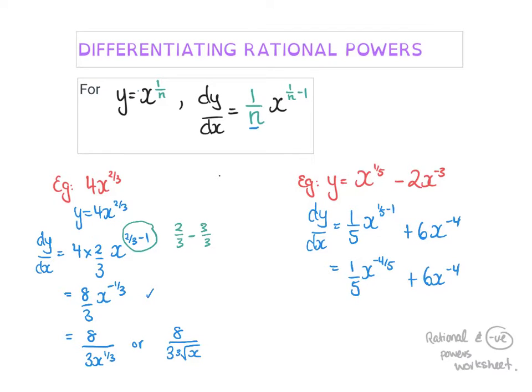And if they asked us to make that in positive powers, we could say that is 1 over 5x to the power of 4 over 5, and we could say plus 6x to the power of 4, like that. That's if we needed positive powers.